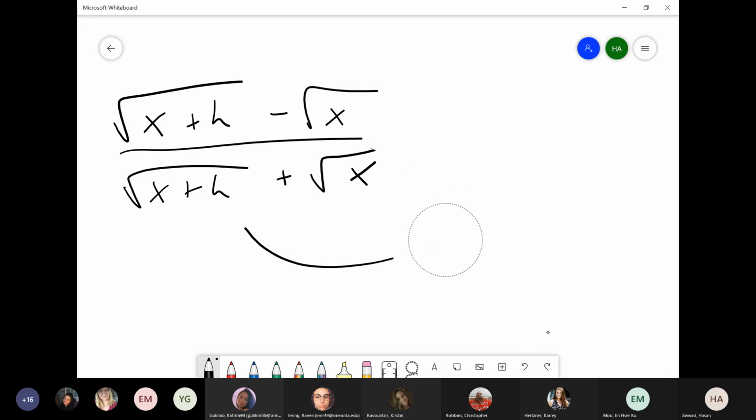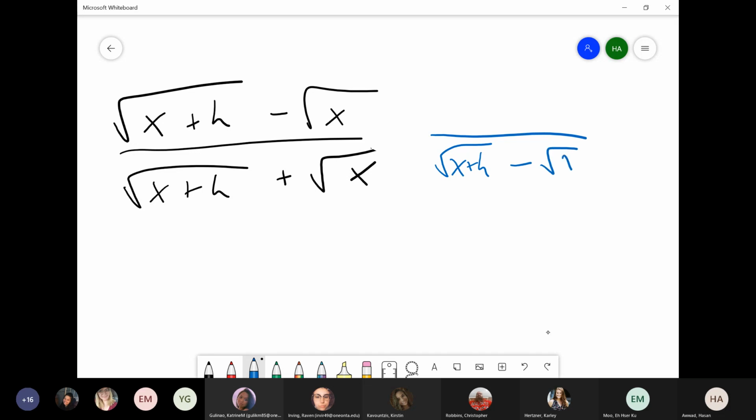Kirsten? The same thing, but with a negative. Yeah, same thing, but with a negative. So what we're going to multiply by, I'm just going to put it in blue here because this is the conjugate, is the square root of x plus h minus the square root of x. And notice that's actually what we have in the numerator, but that's okay. We can totally leave it like that. This is the correct approach, right?